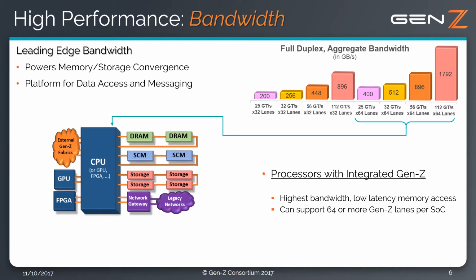Our diagram also changes to illustrate that with the greater number of Gen Z links, we eliminate the external Gen Z switch to allow direct attachment of all the Gen Z peripherals. We still have links available for connectivity to external Gen Z fabrics to facilitate sharing resources and messaging between systems.